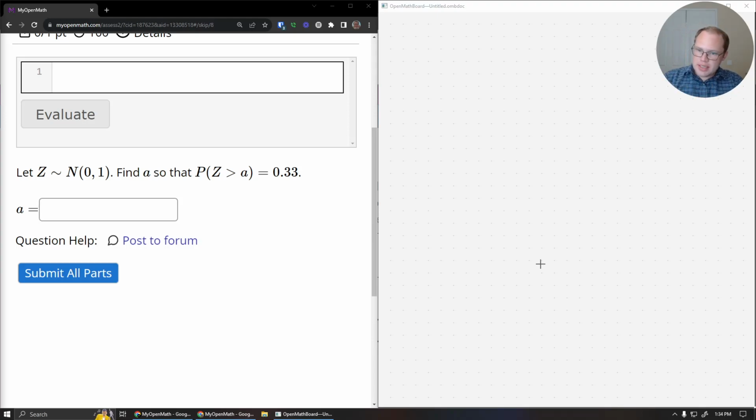For this problem, we're again dealing with the standard normal distribution. Z is normally distributed with mean 0, standard deviation 1. Here we want to find a value A so that the probability that Z is greater than A is 0.33.